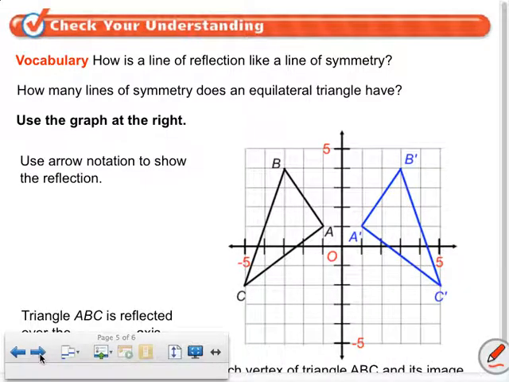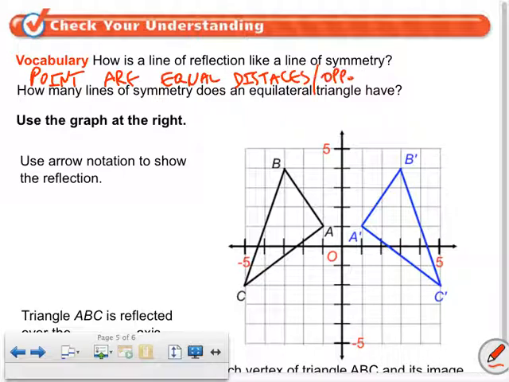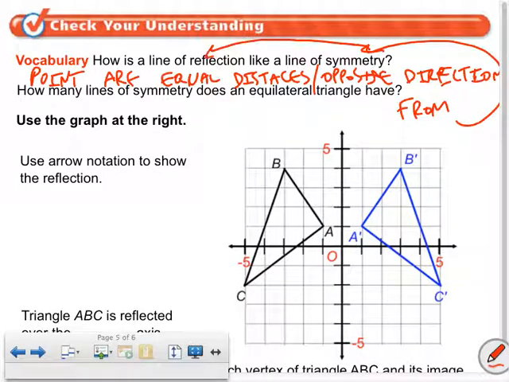So, how is a line of reflection like a line of symmetry? Points are equal distant, in the opposite direction, from the line of symmetry and the line of reflection.